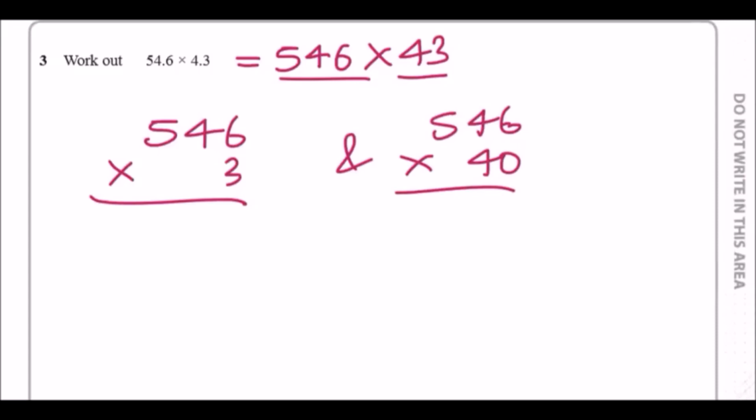Now working out each one, let's do it. So we've got 6 times 3 is 18, carry the 1. 4 times 3 is 12, plus 1 is 13, so 3 and 1. And then 5 times 3 is 15, plus 1, 16.